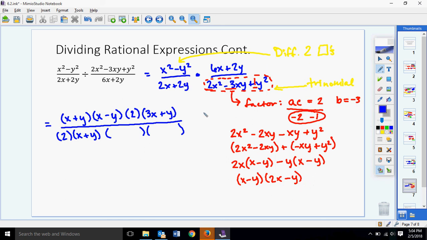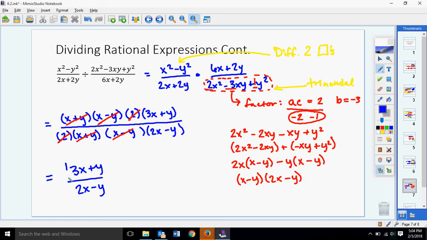Now this is what goes in my parentheses. This is the factored form for the dotted red circle. X minus y, 2x minus y. Now I'm looking to cancel x minus y's, my 2's, and my x plus y. Final factored form is 3x plus y over 2x minus y. Now remember, I can't cancel these x's.